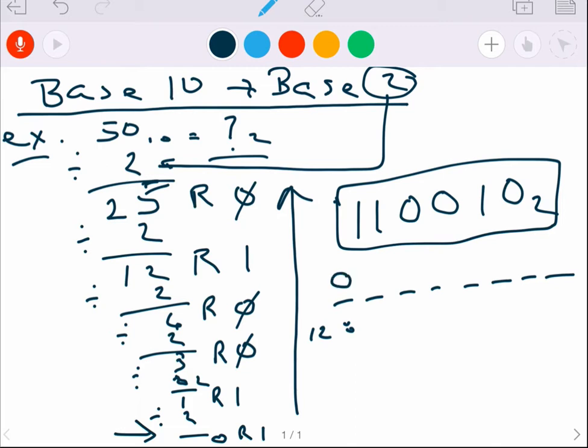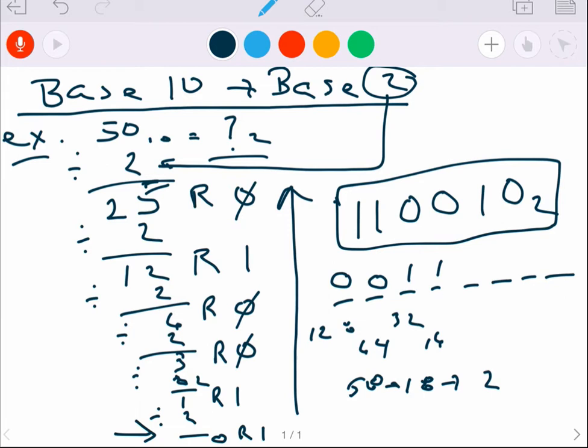I can't. How many times can I take 64 from 50? I can't. How many times can I take 32 from 50? Well, I can do that once. And I have 18 left over. How many times can I take 16 from 18? Well, I can take it once, and if I take 16 away from that, then I'm looking at 2.